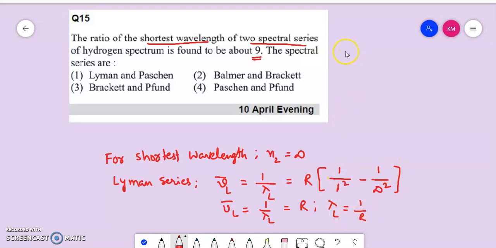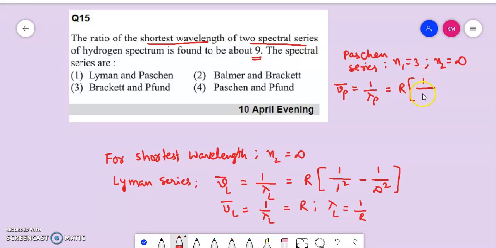Similarly, I will take it for the Paschen series. For the Paschen series, n1 is equal to 3 and n2 is equal to infinity, as they mention the shortest wavelength. So nu bar P, which is 1 by lambda P, is equal to the Rydberg constant times (1 by 3 square, that is 9, minus 1 by infinity square). This is anyway equal to 0. Then 1 by lambda P is equal to R by 9, and lambda P is equal to 9 by R.